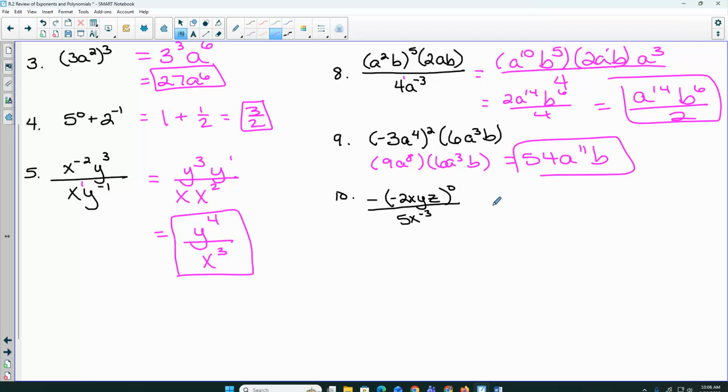and the final one. We have a negative out in front. Anything to the 0 power becomes 1. This x has a negative exponent, so that just brings it up to the top with a positive exponent. The 5, though, just stays on the bottom. So it would look like this. All right. Any questions there?